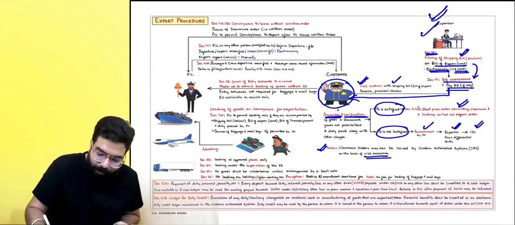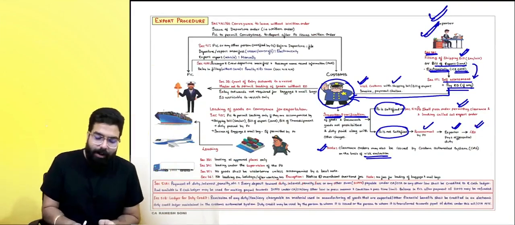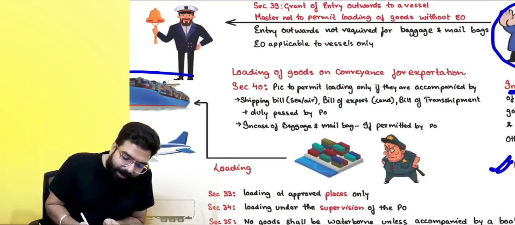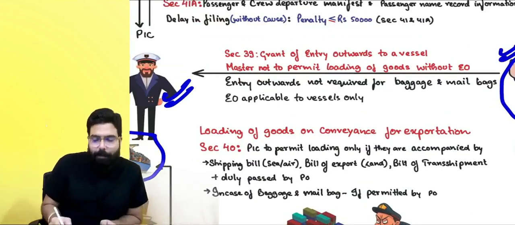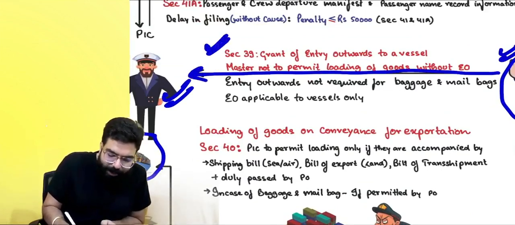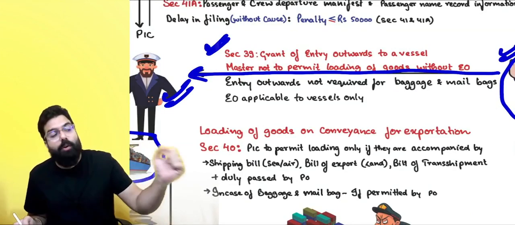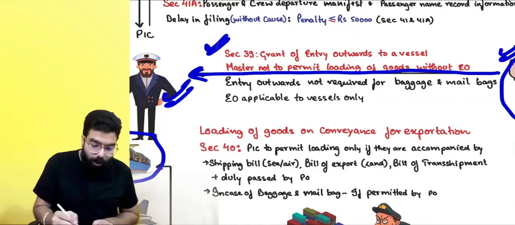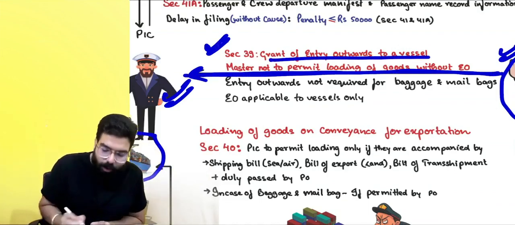Okay, sir, I have got my let export order. Okay, on one side you got your let export order, on the other side, the ship's master will ask the customs department, sir, please give us entry outward. Entry outward means it's a permission to load the goods and go. So the customs officer will give him an entry outward.